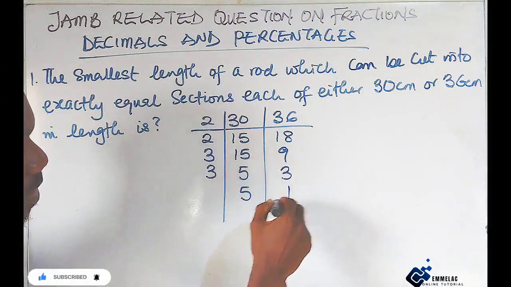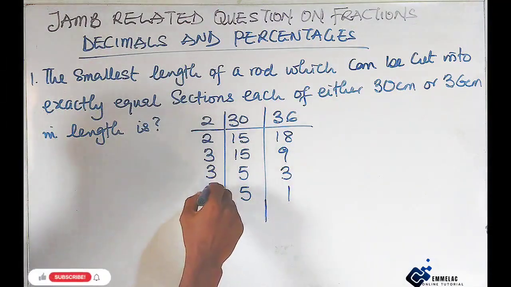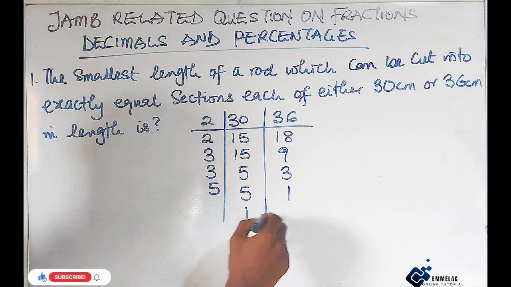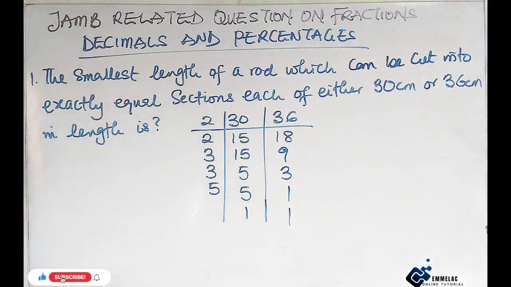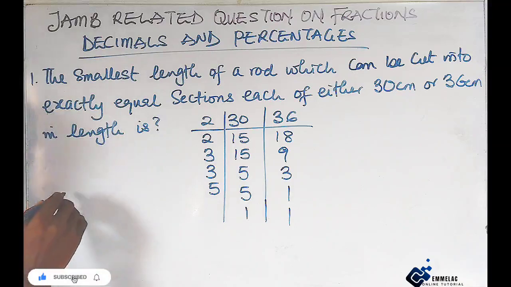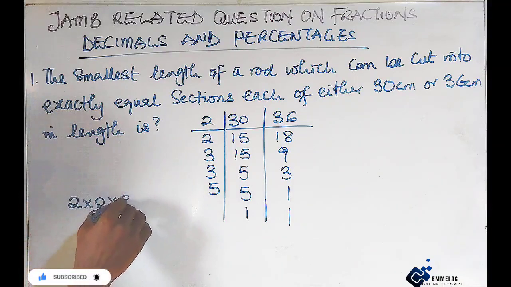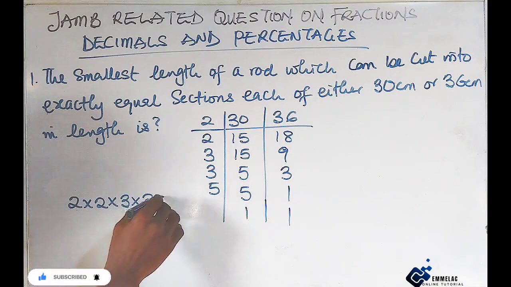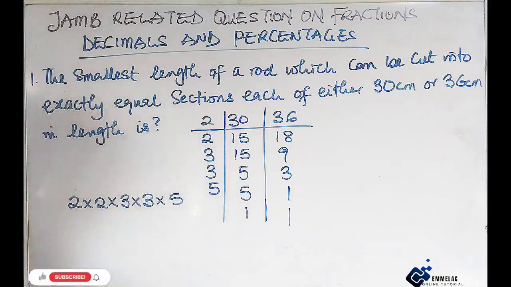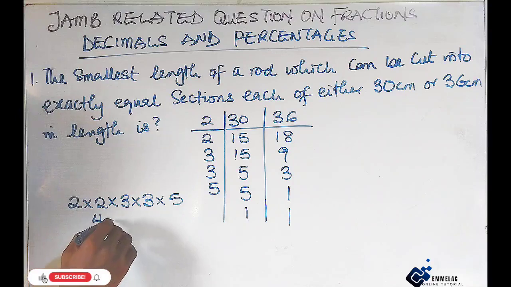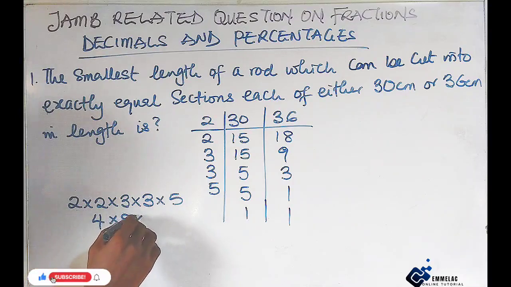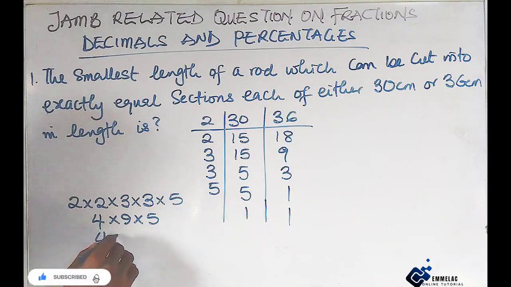3 in 3 is 1. Then here we have 5, and 5 in 5 is 1. Now the LCM will be 2 times 2 times 3 times 3 times 5, which gives us 4 times 9 times 5, which then gives us 4 times 45.